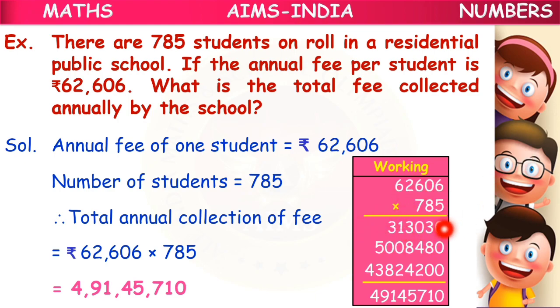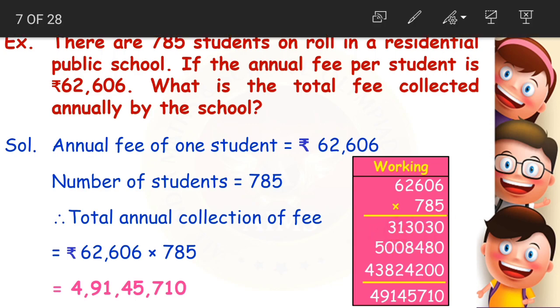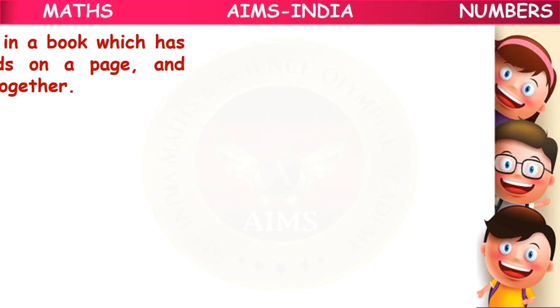So when we multiply these two numbers, what should we do? We should add all these three. Now how did we get this? We got this by multiplying 5 with the whole number. And the second line we got by multiplying 8 with the given number. And the third line we got by multiplying 7 with the given number. Now when we add all these together, the answer we get is 4,91,45,710. Yes students? Yes. Moving on to the next problem.